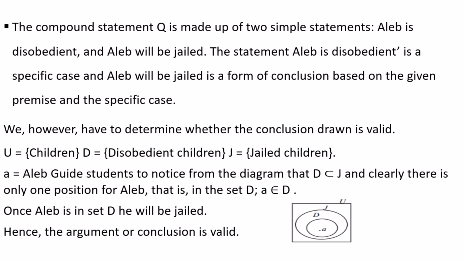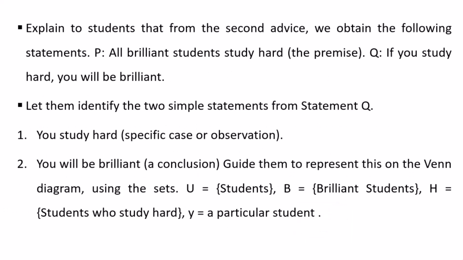Ali is a disobedient child, so Ali is here, and Ali is automatically in the jailed days. So therefore, that statement is a valid statement. So we need to explain to the student that from the second advice, we obtain the following statement.